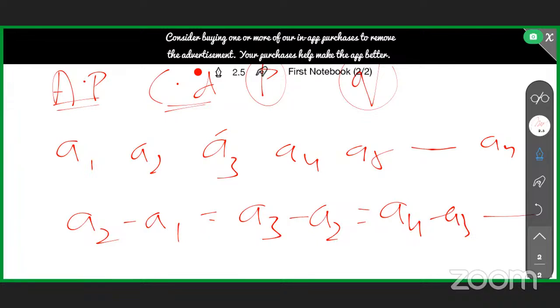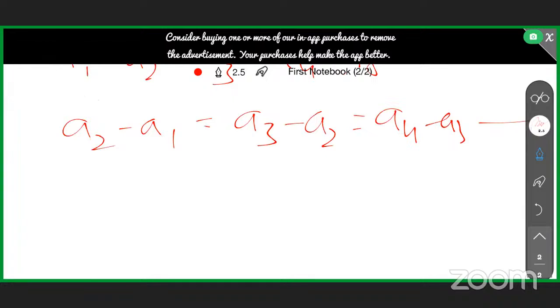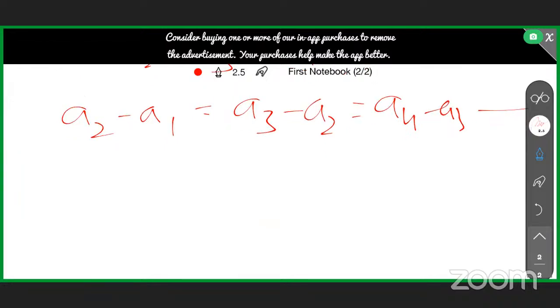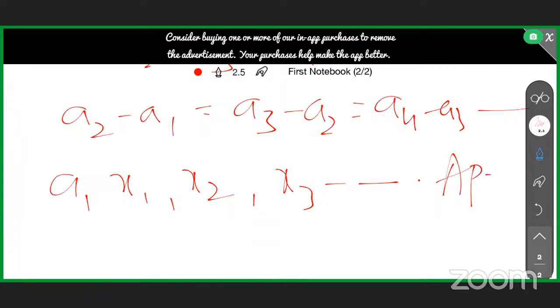So before that, I will write the AP sequence for the first sequence, then the second AP sequence. Listen carefully. What they are telling is that a, x1, x2, x3 is an AP, and this AP's common difference is P.